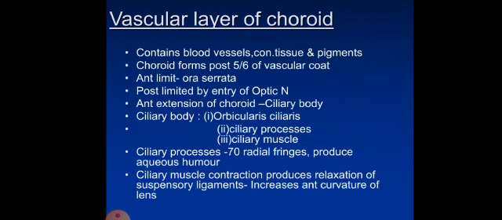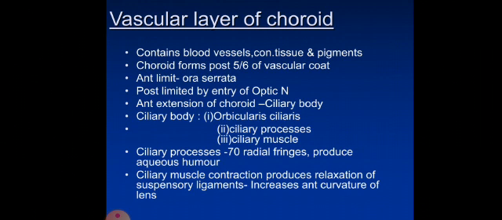Now when we go to the next slide, the 9th slide, we have finished with the outermost layer, which includes the sclera and the cornea. Now we come to the middle layer, which is the vascular layer of choroid, which includes the ciliary body and also the iris. Unlike the cornea, which is avascular, the middle layer contains blood vessels, connective tissue and also pigments. Choroid forms the posterior 5/6 of the vascular coat, and anteriorly it's limited by the ora serrata. Posteriorly it is limited by the entry of the optic nerve.